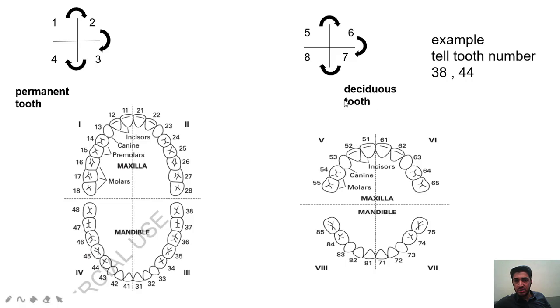And for the deciduous dentition, it starts from 5, 6, 7 and 8. In each quadrant 5 teeth will be present, so 10 in the upper compartment and 10 in the lower compartment. So it goes from 1 to 5, 1 to 5, 1 to 5, 1 to 5 like this. The first digit will tell you about the quadrant. So the 5th quadrant is the maxillary right, the 6th is the maxillary left, the 7th is the mandibular left, and the 8th is the mandibular right quadrant. So it will be like this.